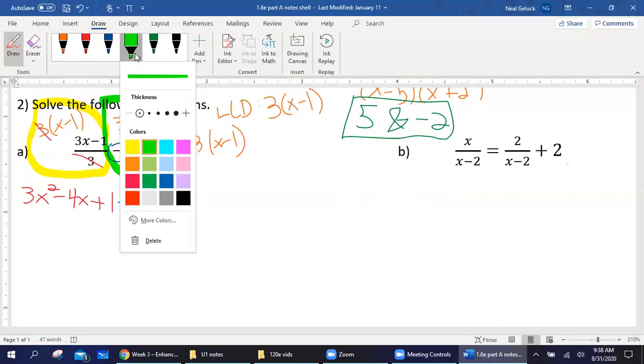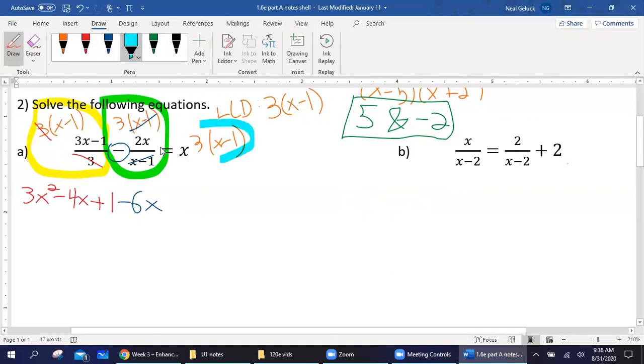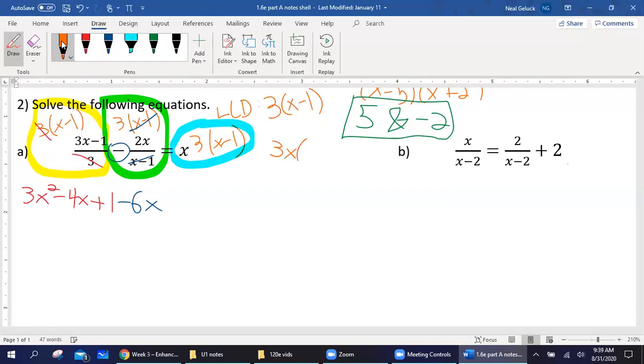On the other side of the equation, this is x times 3 times the x minus 1. So what I can think of this as is just 3x times x minus 1. I'm going to distribute. So on the other side of the equation, I'm going to get 3x squared minus 3x. So I went from an equation that had fractions, which made it seem very terrifying, to an equation that doesn't have fractions.